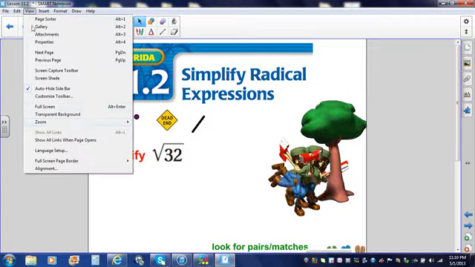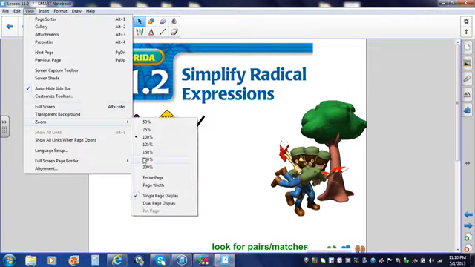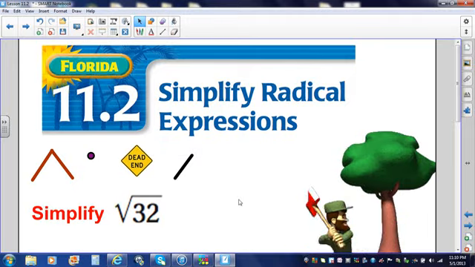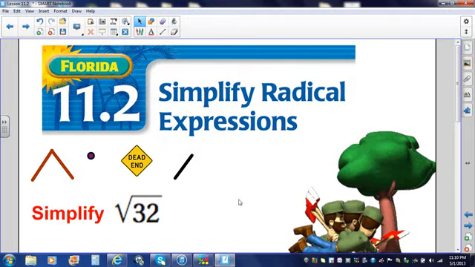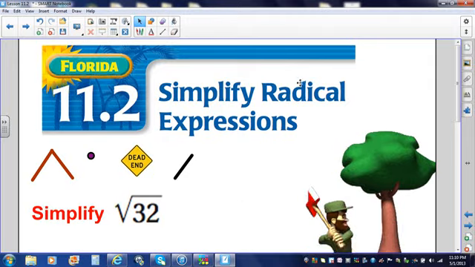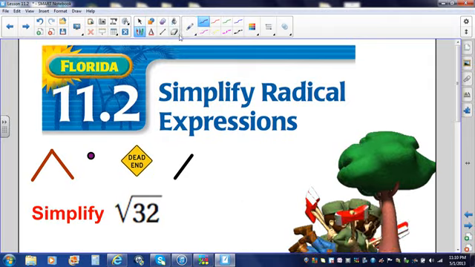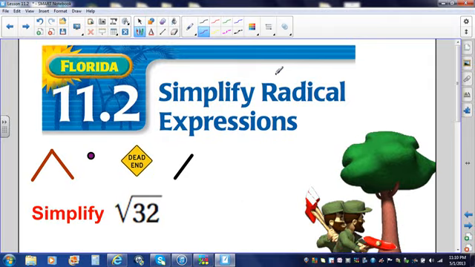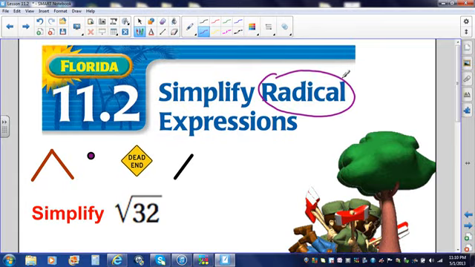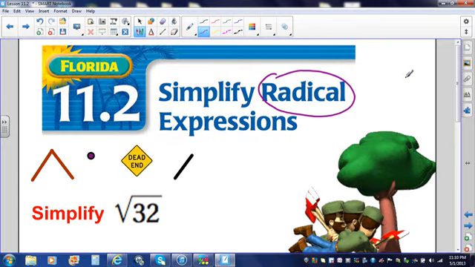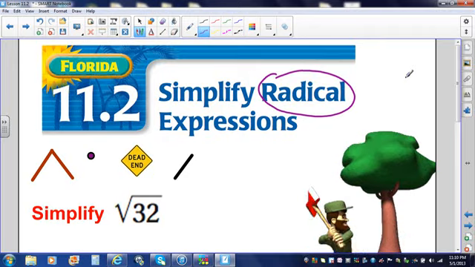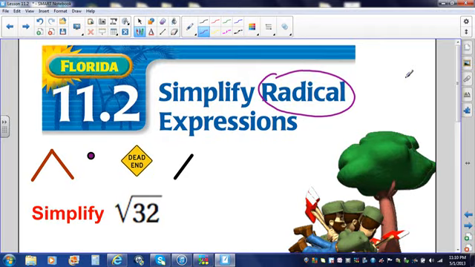Alrighty, peeps, here we go. We are working on lesson 11.2, simplifying radical expressions. So, when someone comes up to you and says, dude, that's totally radical, radical means really, really different, almost different in a unique way.